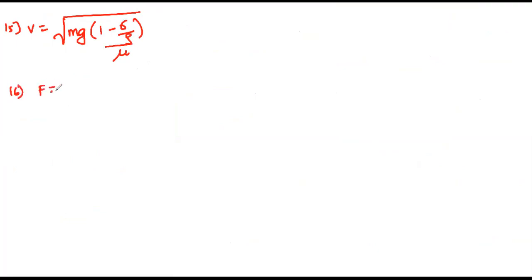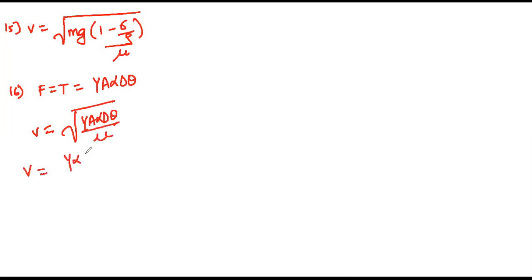You can refer to the notes after writing the formula. You check from where you got this formula. Y a α Δθ, and here V is equal to root T by μ. So Y a α Δθ divided by μ, and this is equal to Y α Δθ divided by ρ, both under root. Next, 17th formula.